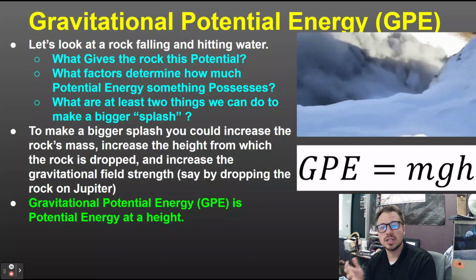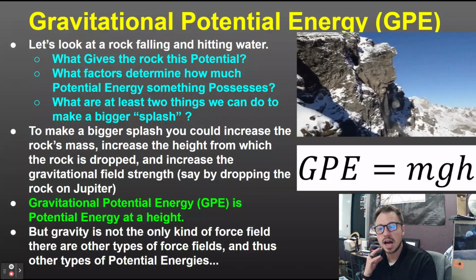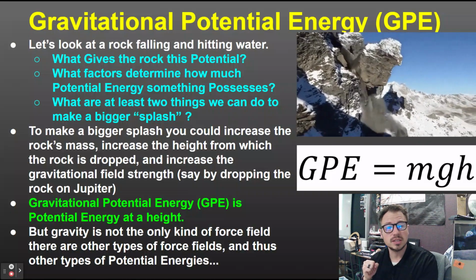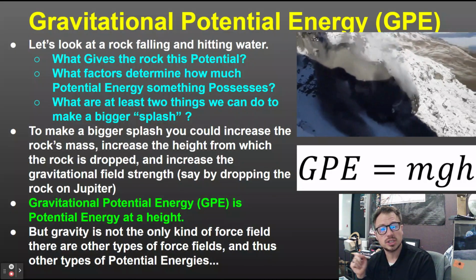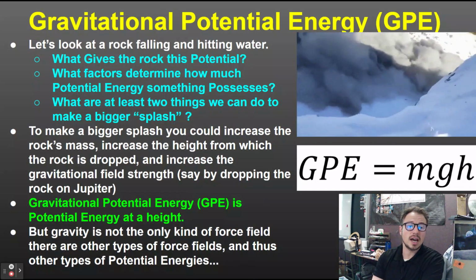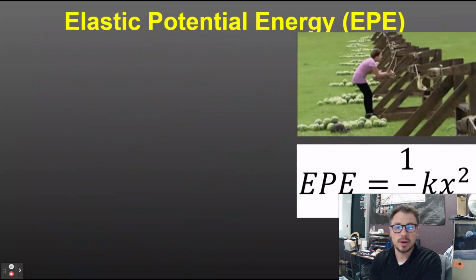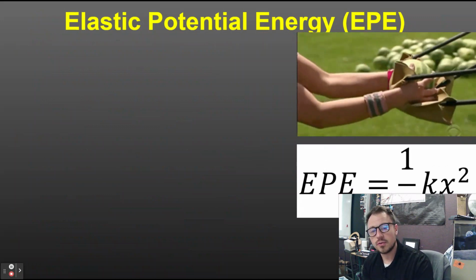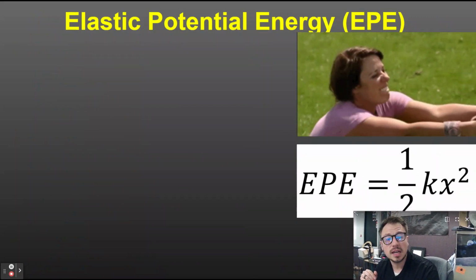Gravitational potential energy is potential energy at a height, right? And that's the equation for that. Gravitational potential energy equals mass times gravity times height. And the strength of gravity is 9.8 meters per second squared.